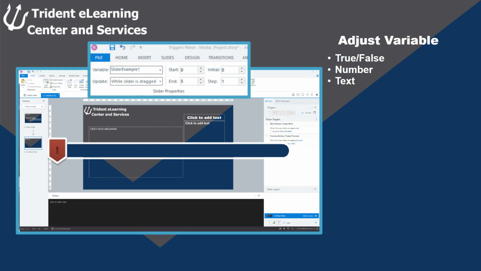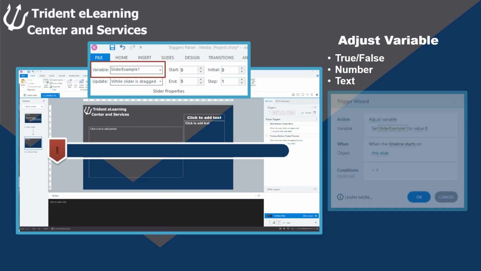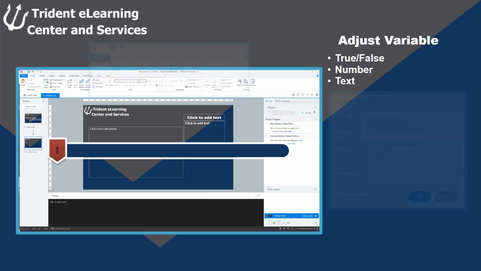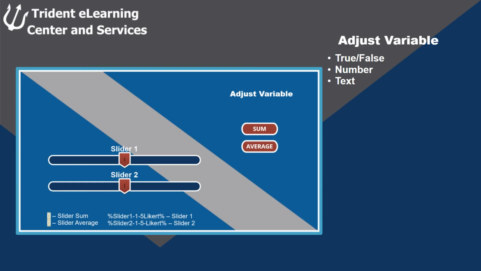In the Slider Tools Design tab, you can see that the slider has an assigned variable named Slider Example 1. You'll notice that this name carries over into the Trigger Wizard, where the initial value from the Slider's Properties section appears as the default value of 0. If you change the value in either location, the Properties panel or the Trigger Wizard, the other will automatically update as well. Now, I'm going to show you two short videos.